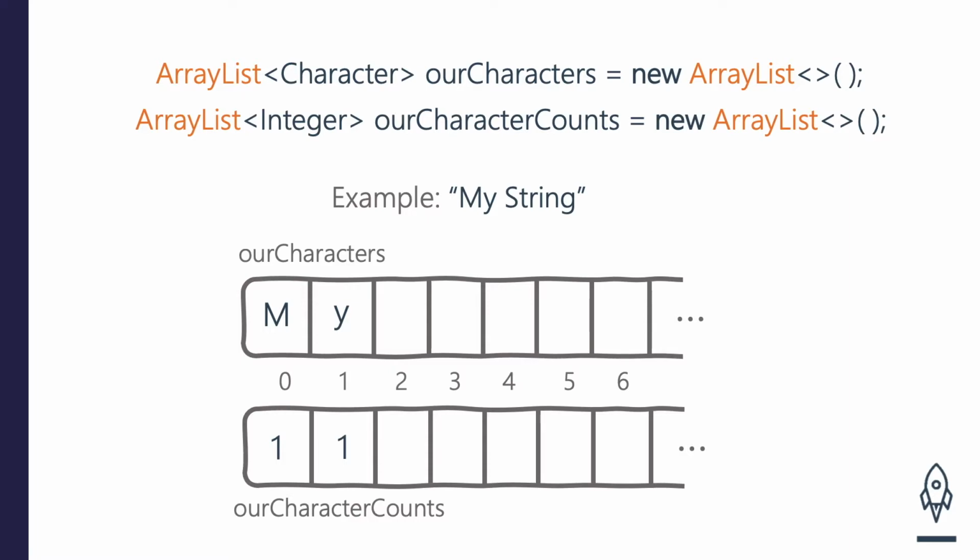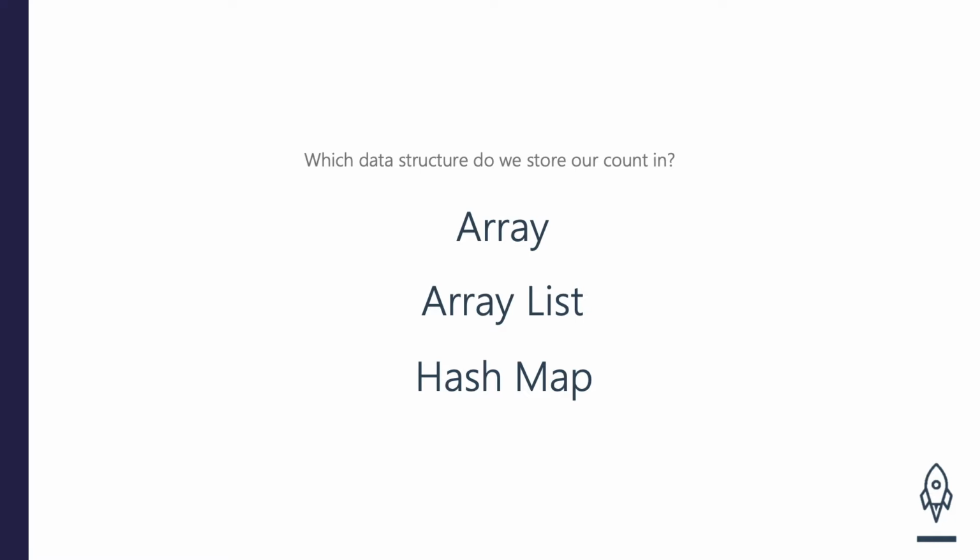However, a con to this approach is that now we have to manage 2 different array lists. We have to make sure that we find our character in the array list, and then we have to make sure we update the correct index inside of our character counts array list. So wouldn't life be a lot easier if we could just have one single data structure that does all the counting and character collection for us? So let's take a look at hash map.